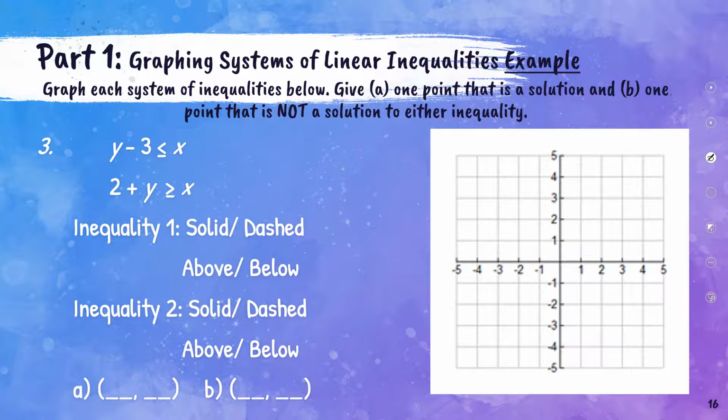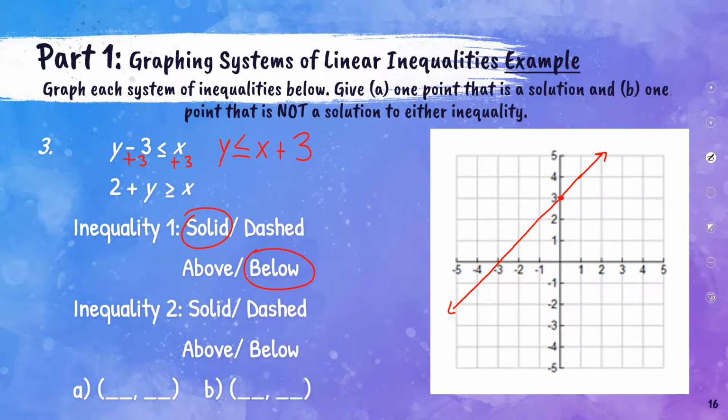Sometimes these will be given to us not in slope-intercept form. So simply convert them to slope-intercept form. For this first one, I have y minus 3 is less than or equal to x. I'm going to add 3 to both sides to get y is less than or equal to x plus 3. That's going to be a solid line because it's less than or equal to, and it's shaded below. I'm going to start at positive 3, and it has a slope of 1. It's going to be a solid line, and it's everything shaded below.